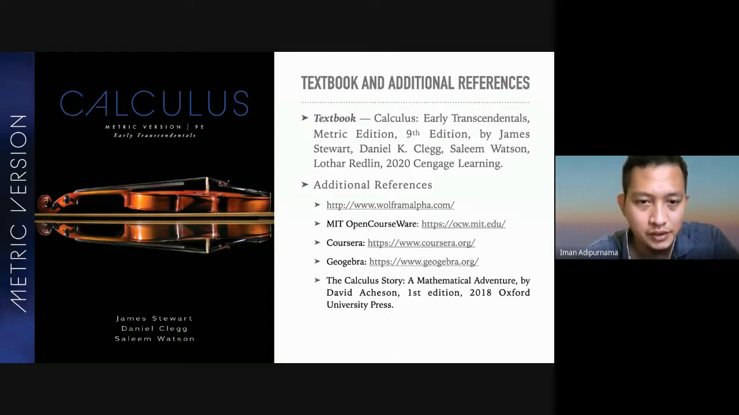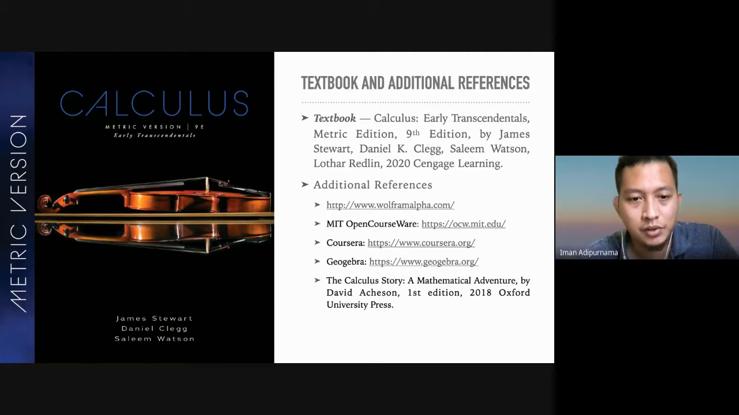The Wolfram Alpha. I hope you can try that one. If you also want to check the MIT course, they have some open courses, especially for calculus, for free. It's actually all video, but it's still good. You can also check some courses on Coursera if you want.